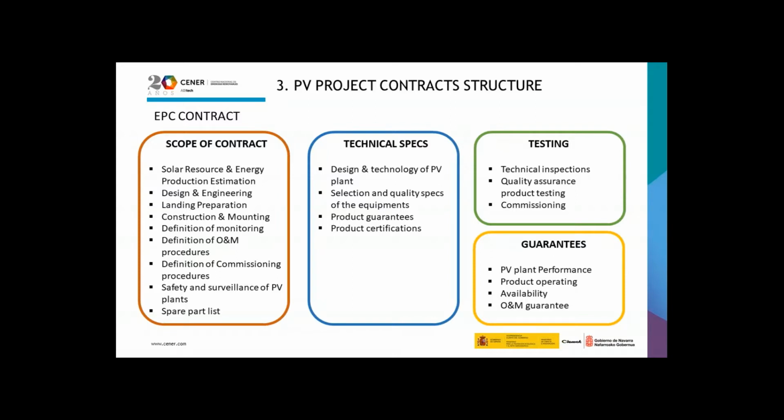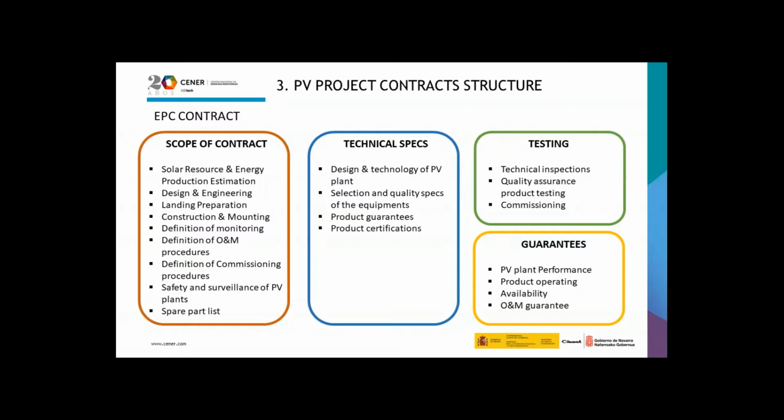So the scope of contract in a PV project are the solar resource and energy production estimation, the design and engineering, the land preparation, the construction and mounting, definition of monitoring, definition of operation and maintenance procedures, definition of commissioning procedures, safety and surveillance of PV plants, and spare part list.